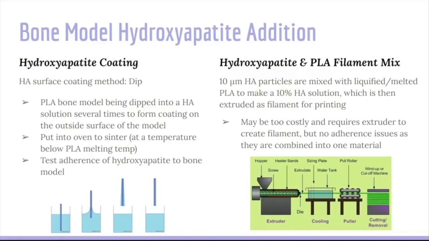Two types of hydroxyapatite adhesion were discussed, and we decided to go with dip coating. This method involves dipping models into a hydroxyapatite slurry, then letting them dry, leaving only hydroxyapatite on the model surface. Mixing hydroxyapatite with filament plastic, then extruding it was also discussed, and this would simulate bone better than dip coating. However, we didn't have access to the technology needed to do this, and there was a lot less literature available to support its effectiveness.